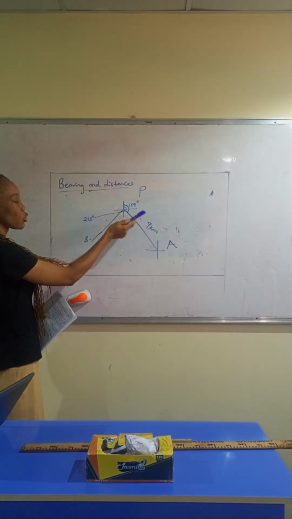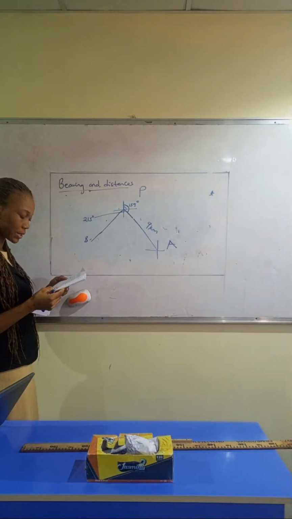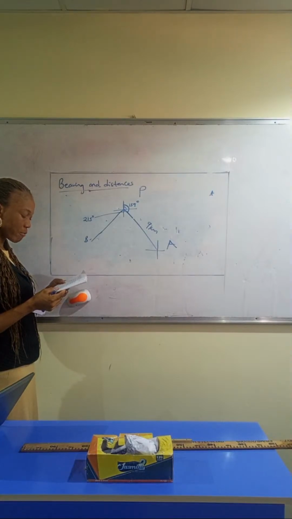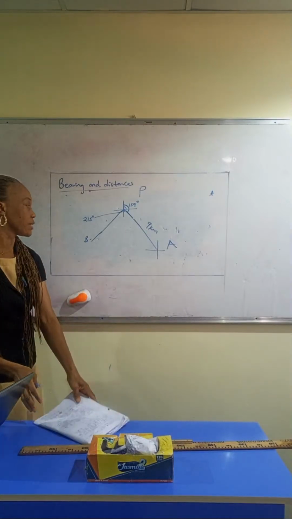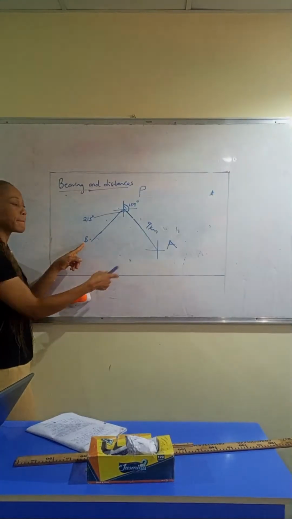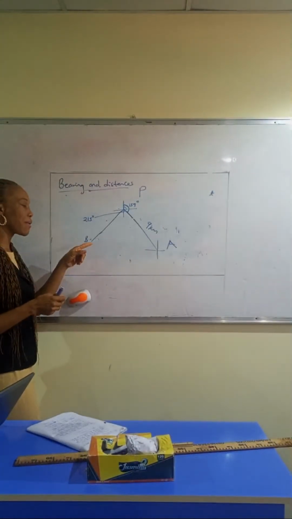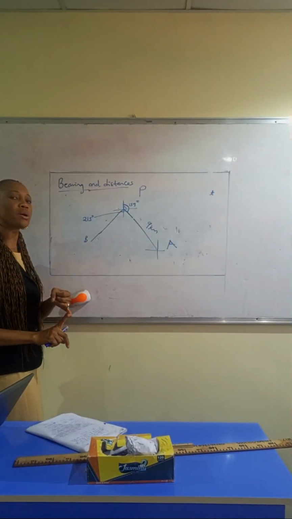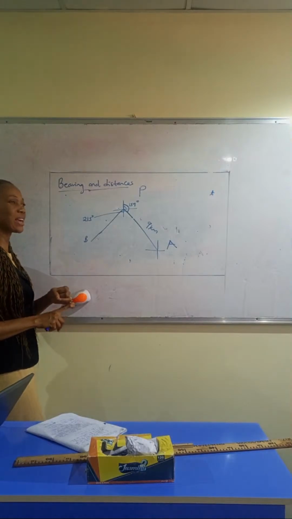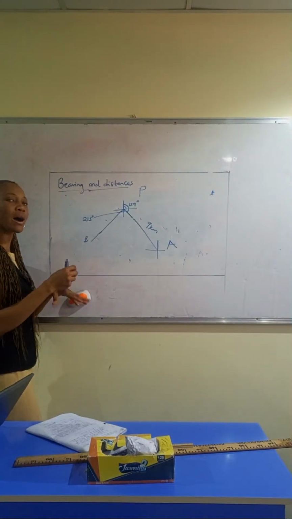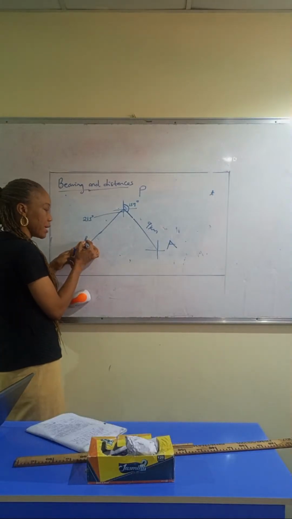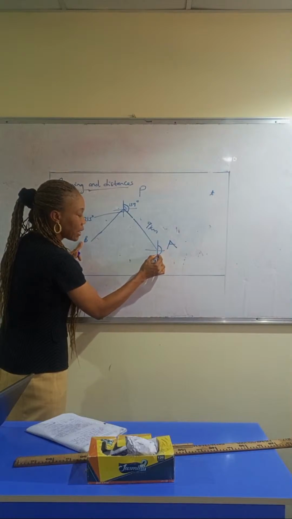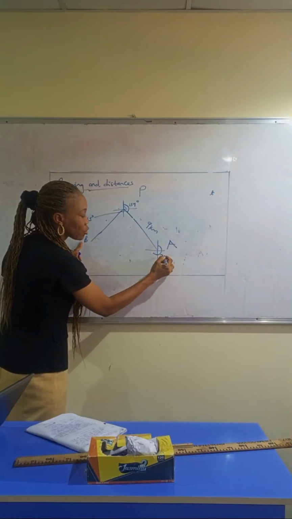The distance from A to P is 9 kilometers. We have 9 kilometers from P. The bearing of B from A is 256. The bearing of B from A, note that word. You must note that word from. From shows the starting point. These are the key things. Once you understand it, you will know how to get the diagram. The bearing of B from A, you now draw 256. This is 180. This is 256.